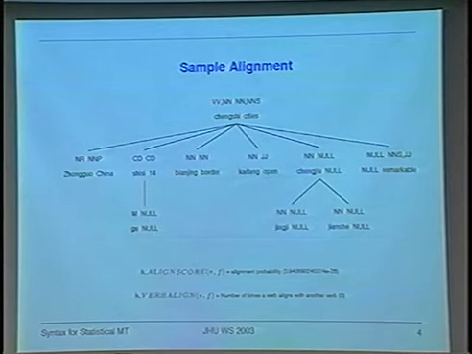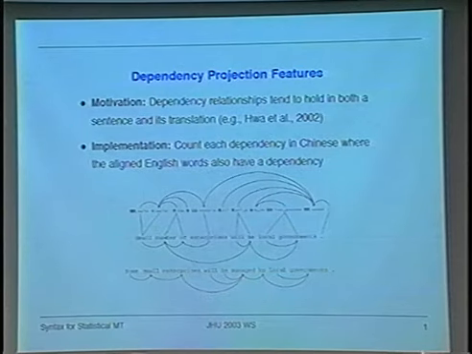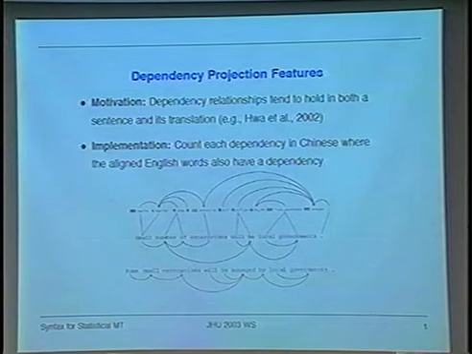Another approach was just to look at the dependencies themselves and not necessarily the entire tree aligning. This is something that David worked on, and it's called a dependency projection feature. The idea behind that is that dependency relationships in one language are often transferred to its translation. So if word A depends on word B in Chinese, we'd like to see that whatever A translates to in English is also dependent on whatever B translates to. The implementation that we took was to count each dependency in Chinese where the aligned English words also had a dependency. So here's a graphical representation.